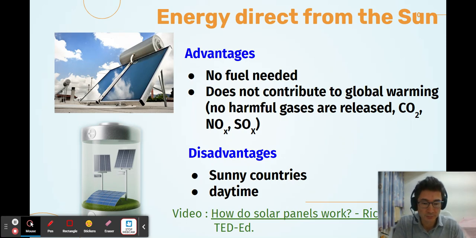As you can see from the slide, we will start with the solar panels. How to use sun radiation energy directly. So as you know, the solar panels convert the sun radiation into electricity. And if you're really curious about how they work, their working mechanism, there is a video link. You can have a look.